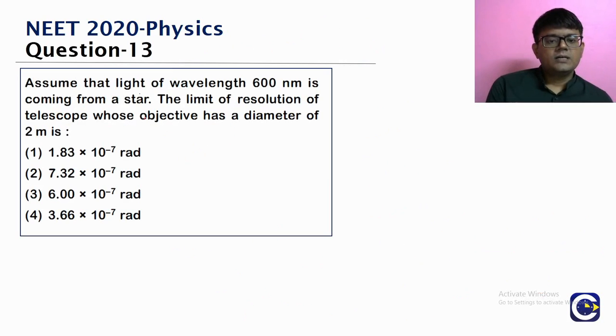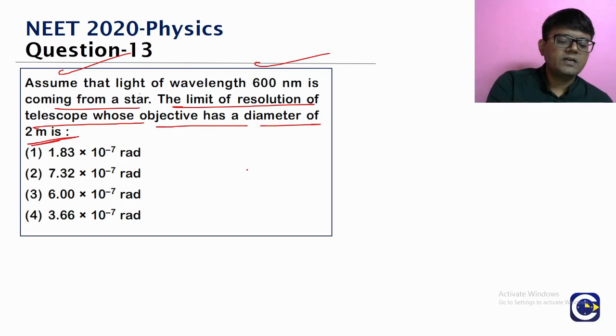Next we will go to a question which is based on the limit of resolution. Assume that light of wavelength 600 nanometer is coming from a star. The limit of resolution of a telescope whose objective has a diameter of 2 meters is.